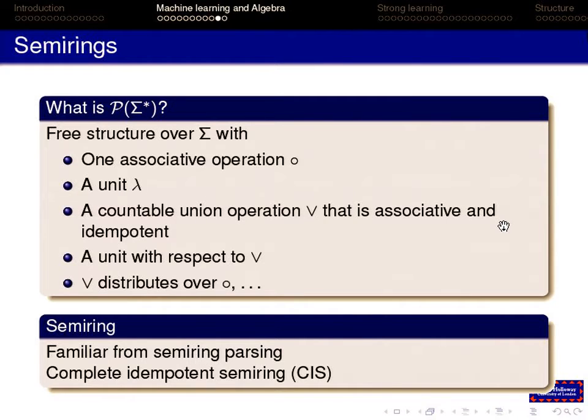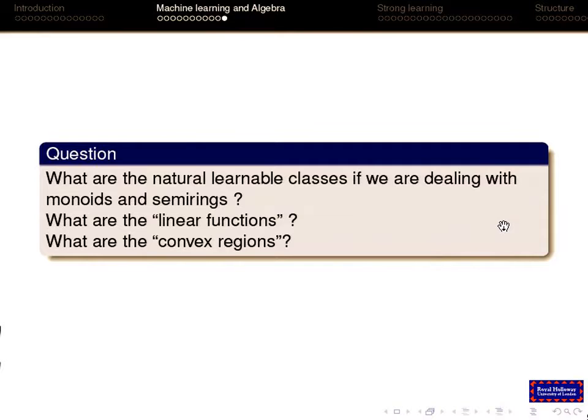So we're dealing not with real vector spaces here, but now with these complete idempotent semirings. And the question is, what are the naturally learnable classes here? What are the linear functions? What are the convex regions? What are the nice learnable things with respect to this slightly weird algebraic structure?